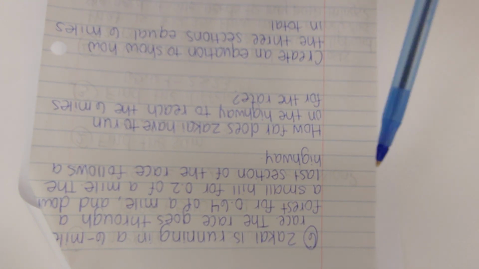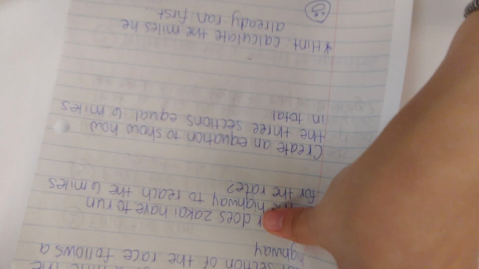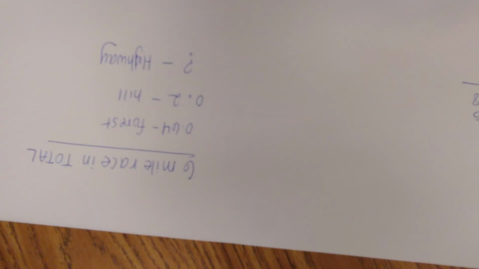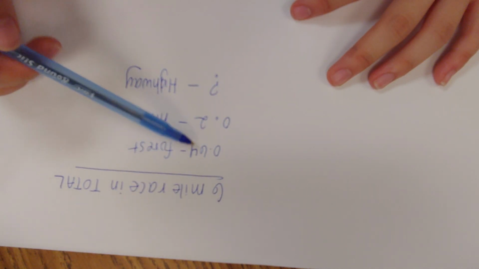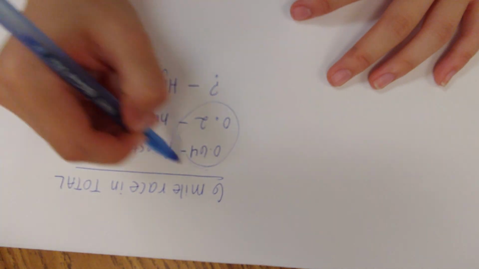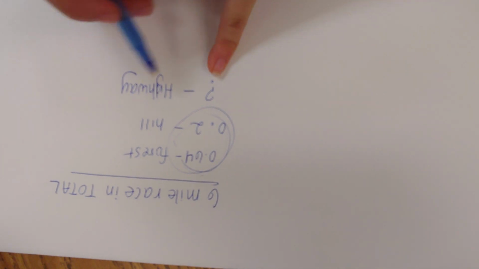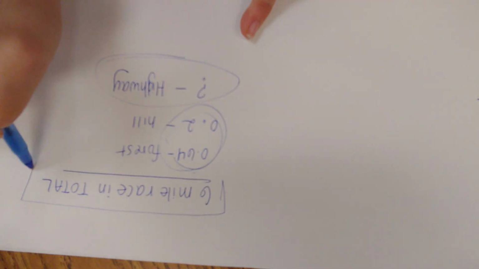So you have to calculate, and then it says create an equation to show how the 3 sections equal 6 miles in total. And then I added a hint right here. Calculate the miles he already ran first. So here, let me show you. All right, so since there is 6 miles in total, and he already ran this much right here, we need to figure out how much he runs on the highway because in total he needs to run 6 miles.